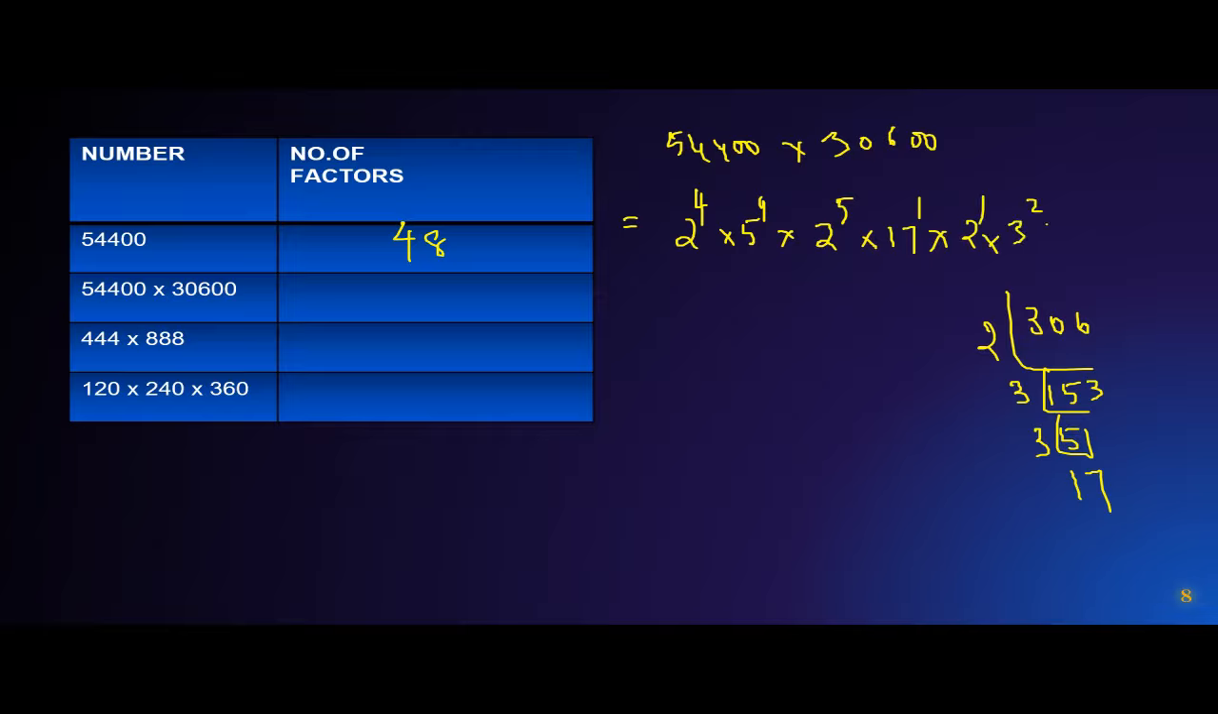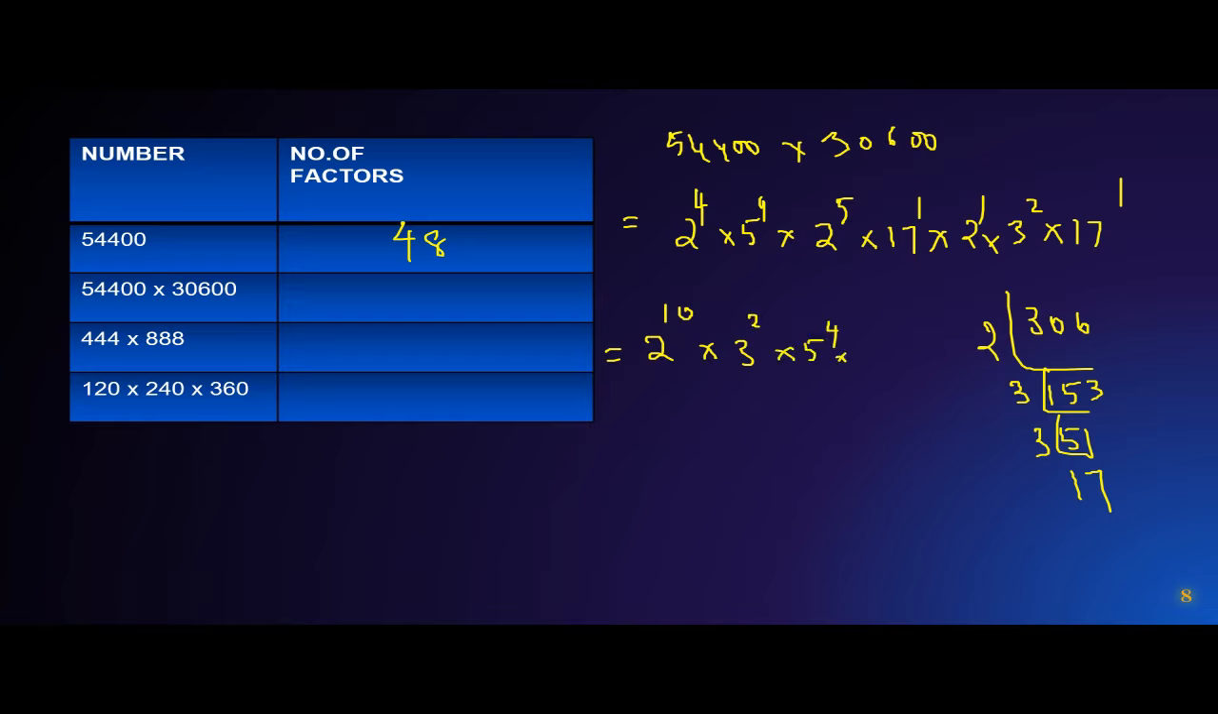So now we are going to consolidate everything together. 2 power 4 plus 5 is 9, plus 1 is 10. So totally we have 10 twos. Is that right? Yeah, 10 twos. And how many threes do we have? 2 threes we have. How many fives do we have? 4 fives we have. And then we are left with only 17.